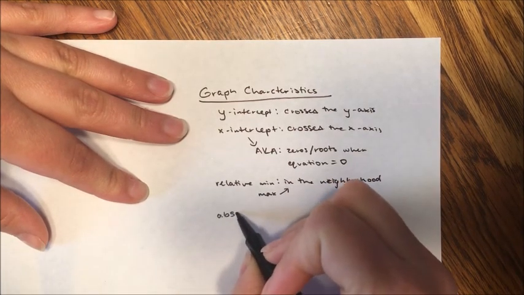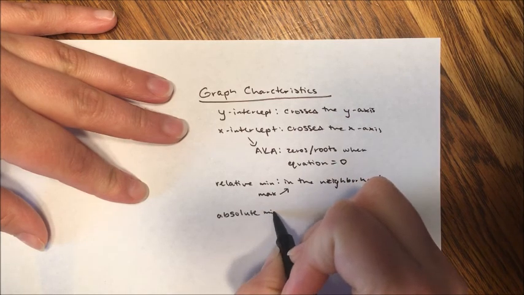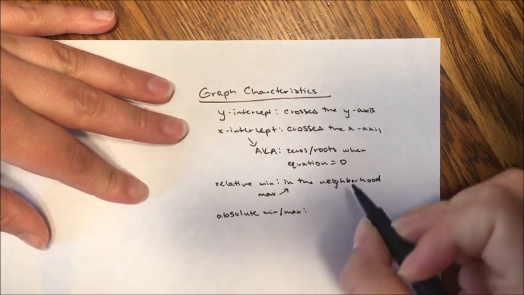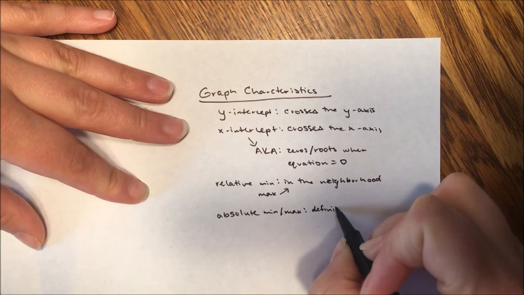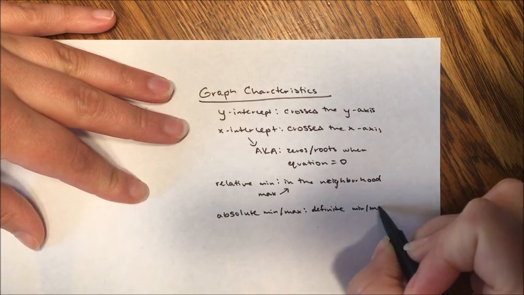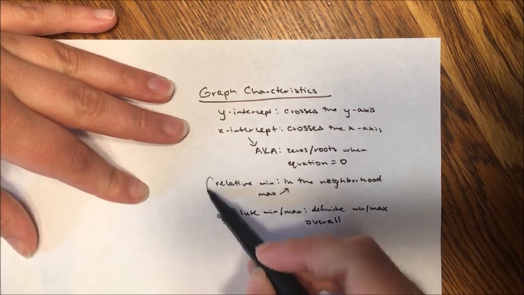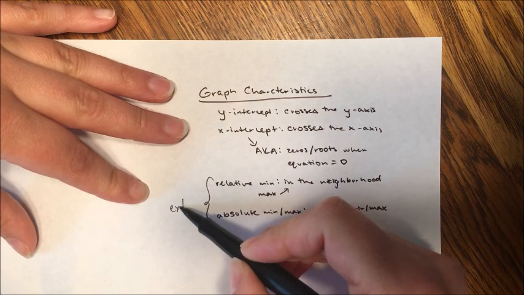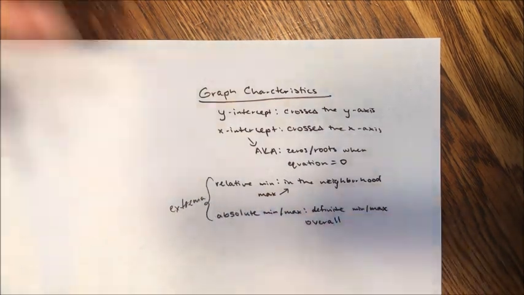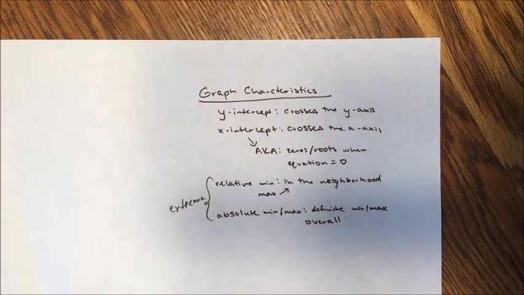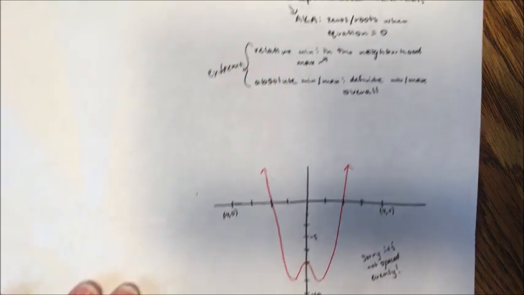And then we also have absolute mins, maxes. These two things here are also called extrema. Just depending on what you're looking at, they kind of go interchangeably. Whether you're talking about a relative or an absolute, extrema is just the highs and lows that you're looking for with your graph. I have an example here.